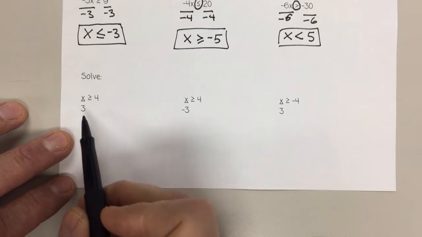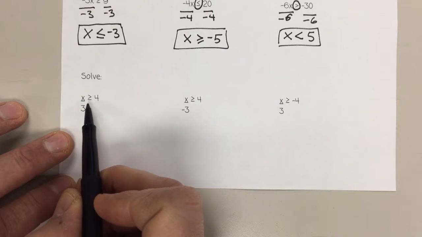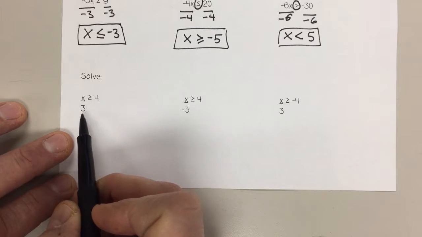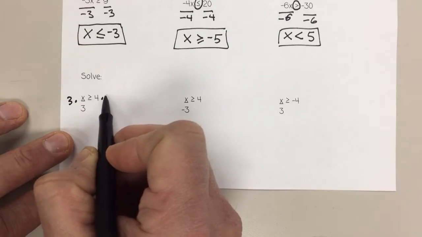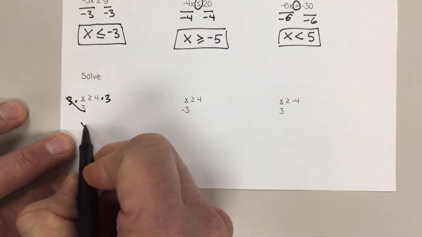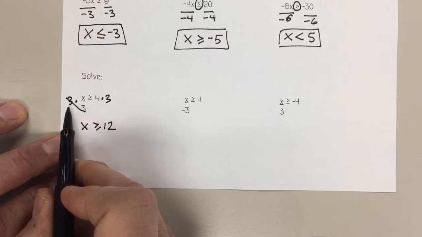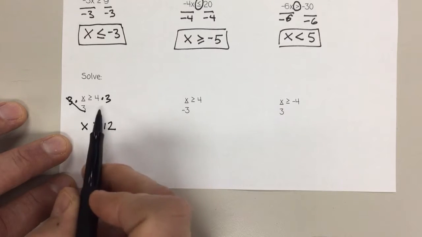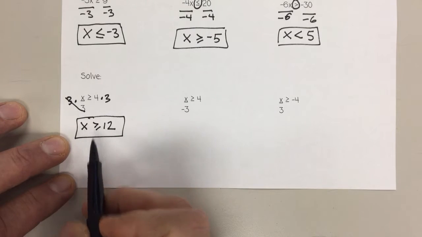Now, to solve this equation, my original inequality is x divided by 3 is greater than or equal to 4. Well, the opposite of dividing by 3 is multiplying by 3. So I must multiply by 3 on both sides. Now, since 3 is a positive number, and I'm multiplying both sides by a positive number, the symbol does not change directions.